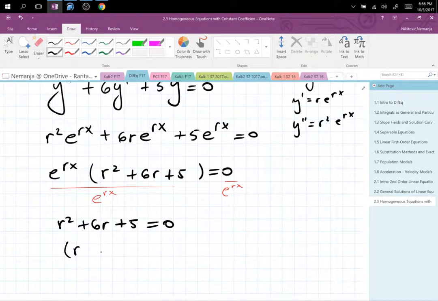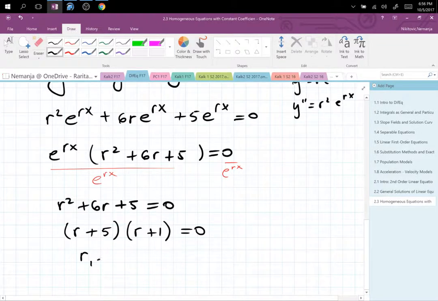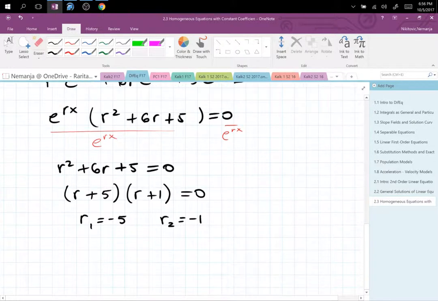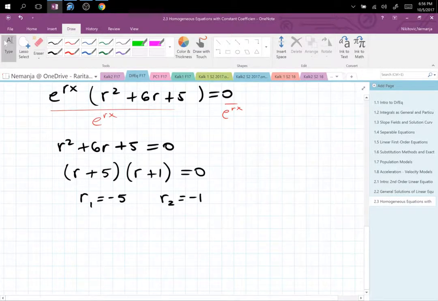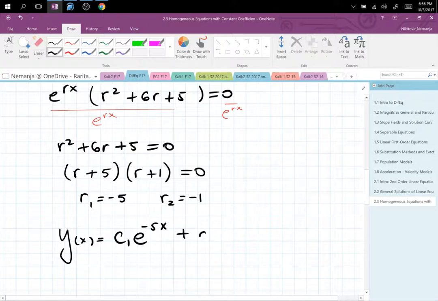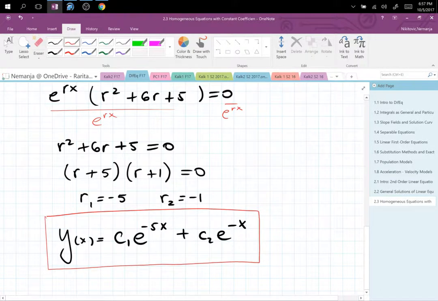So which one is it? Plus 5, plus 1. Good. See, there's a civilized way to do this. From where r1 is negative 5, this is not Mortal Kombat, and then r2 is equal to negative 1. Exactly. So now I have the solution in terms of x to be c1 e to the negative 5x plus c2 e to the negative x. Ta-da! Why are you disappointed? That's it.